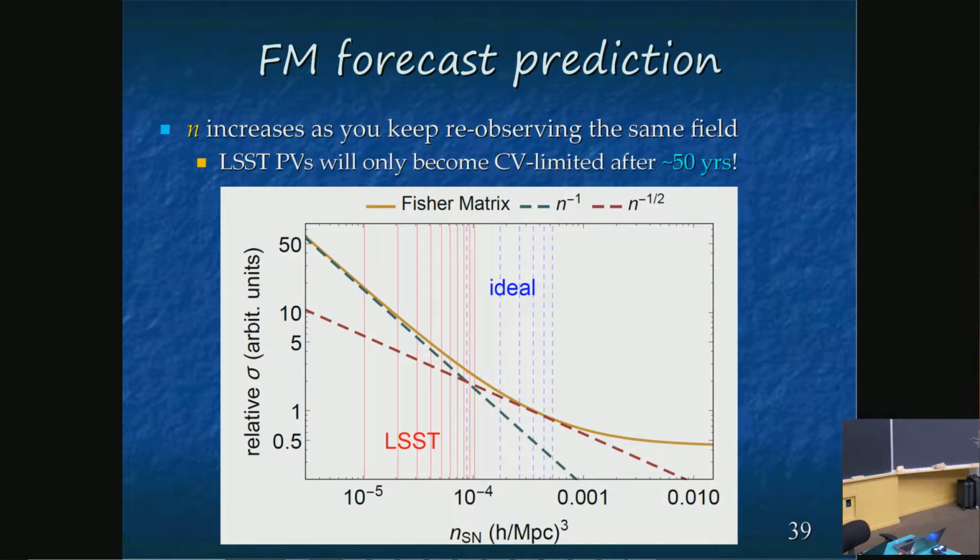So what I want you to take away is LSST is still in the rich region where you keep gaining a lot by increasing N. So you can extract lots of information all the way to 10 years. In fact, it will take around 50 years of LSST to get to this regime where the cosmic variance is starting to be very important. So you can do LSST for 50 years. Write that down, please. Keep on going, more money.